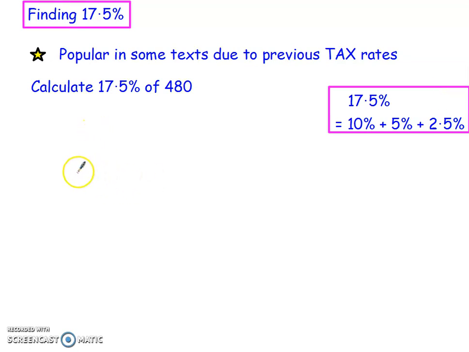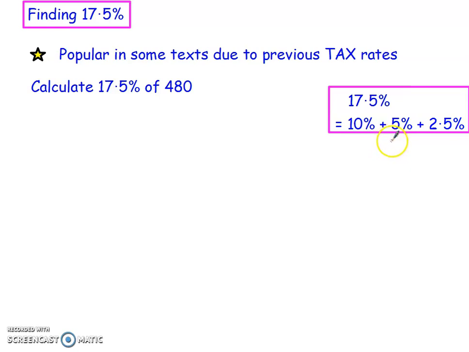Now, in some texts, textbooks, worksheets, some materials that are just out there from before, 17.5% was a really common percentage to be asked because of previous tax rates. I still don't think it's a bad skill to have, being able to find 17.5%, just because it is straightforward when you break it down to 10%, 5% and 2.5%. And it's one that pupils maybe find a wee bit tricky upon first sight. And then when we give them the tools to break it down, it's not as difficult after that.